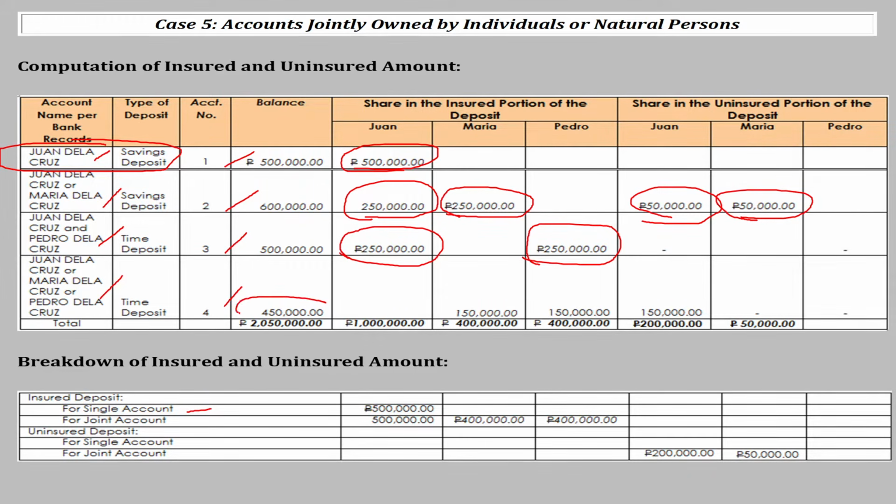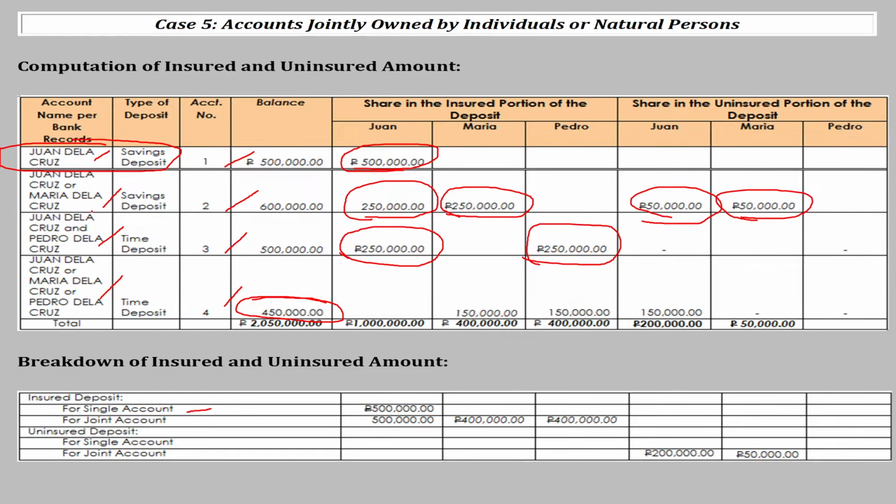Now what about itong 450,000? This time it is owned jointly by Juan de la Cruz, Maria de la Cruz, or Pedro de la Cruz. So presumably ang share nila ay equal. So 450,000 divided by 3. Okay. So yung 450,000, how much is the insured and how much is the uninsured portion? Let's say, tignan natin yung account ni Juan.